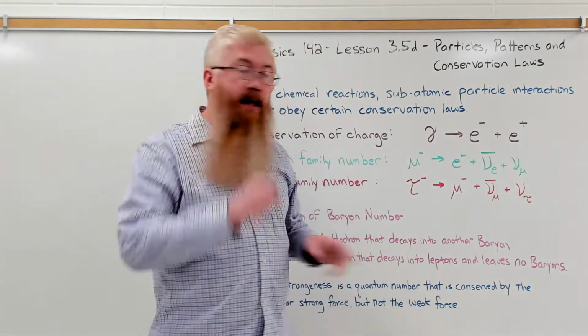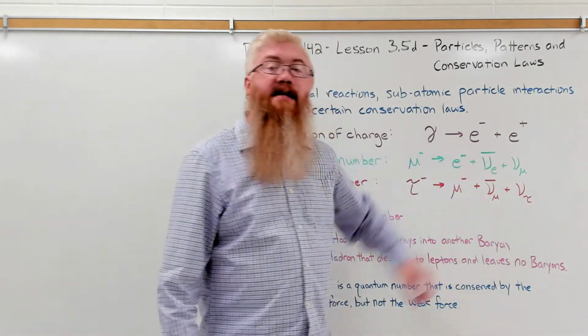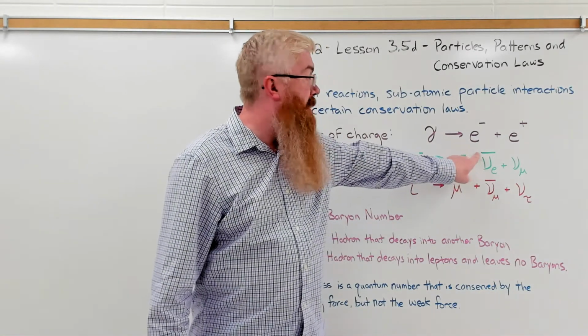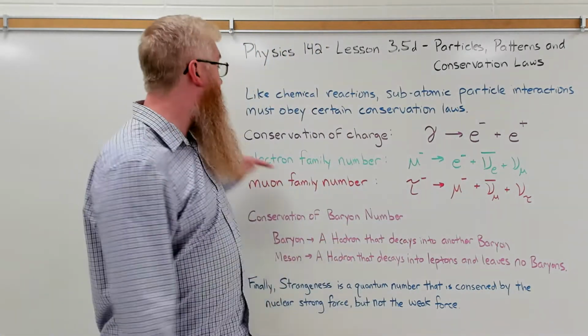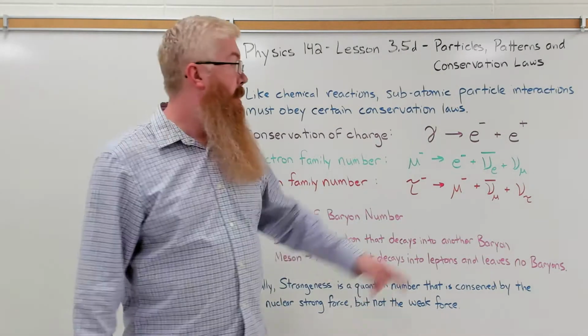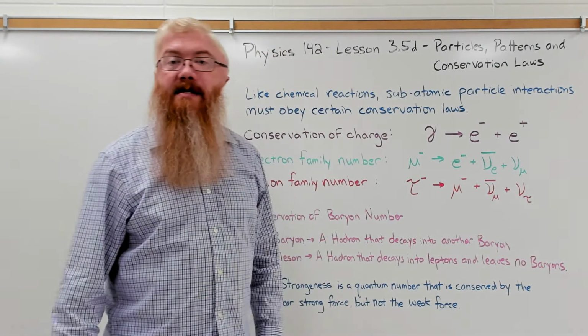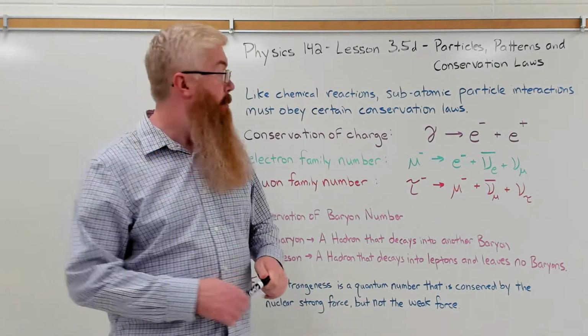Neutrino, that nu is for neutrino. The subscript E means it's an electron neutrino. Since it's an electron neutrino, it's antimatter, it has an electron family number of -1. And here's a muon neutrino, which has an electron family number of 0.